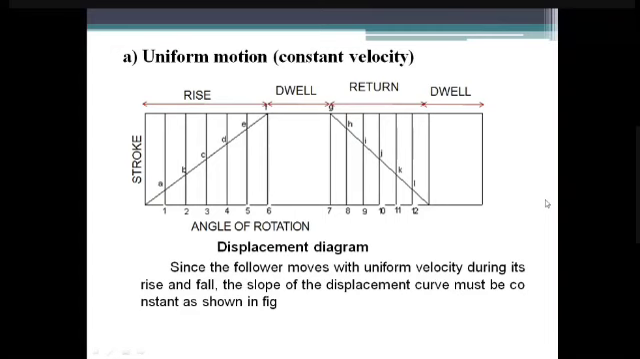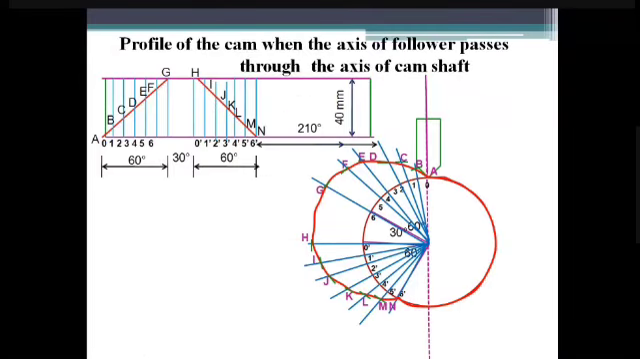There is a displacement diagram for uniform motion, or constant velocity displacement diagram. So, profile of the cam when the axis of the follower passes through the axis of the cam. This is the knife edge follower. This is the base circle. The first rise is 60 degrees, then dwell 30 degrees, and fall or return 60 degrees, and then dwell. So just we know the problems. Okay, how are we going to solve? We can make it 6 segments because 60 degrees divided by 10 degrees. The total is 360 degrees. We have to consider that.